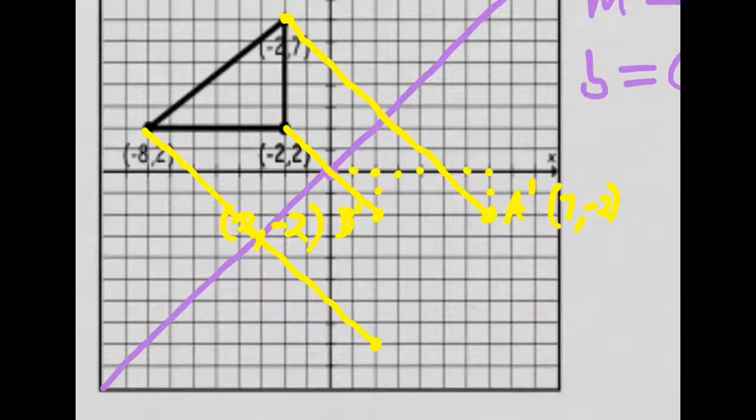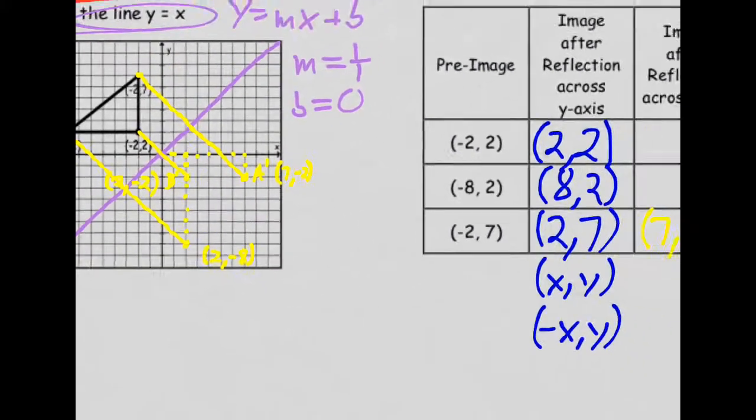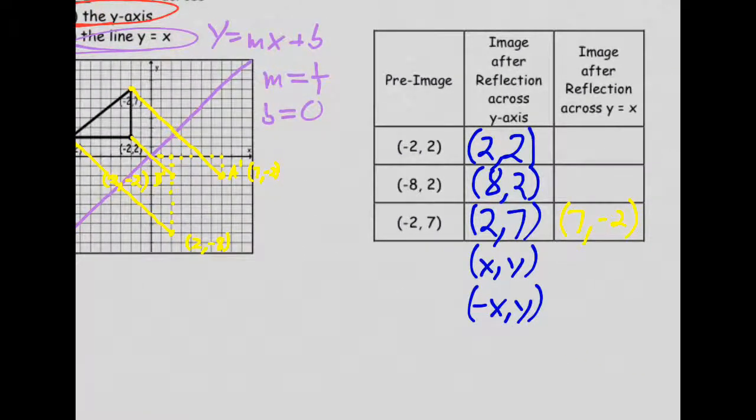So that's this point right here, which is 1, 2. Negative 1, 2, 3, 4, 5, 6, 7, 8. So for our new points, negative 8, 2 becomes 2, negative 8. And negative 2, 2 becomes 2, negative 2. So yeah, we just flip them.